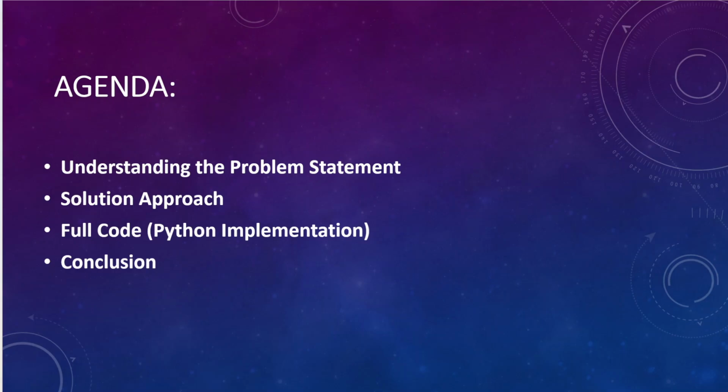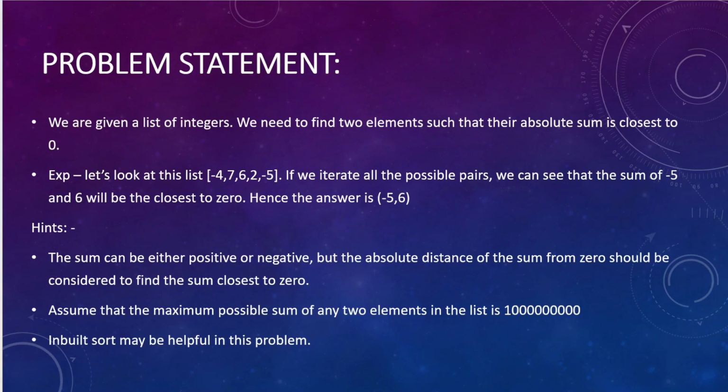Starting with the problem statement, here we are given a list of integers, and we need to find the two elements such that their absolute sum is closest to zero. For example, if the list looks like minus 4, 7, 6, 5, 2, minus 5, we iterate over all possible pairs, and we can see that the sum of minus 5 and 6 will be the closest to 0, hence the answer will be minus 5 comma 6.